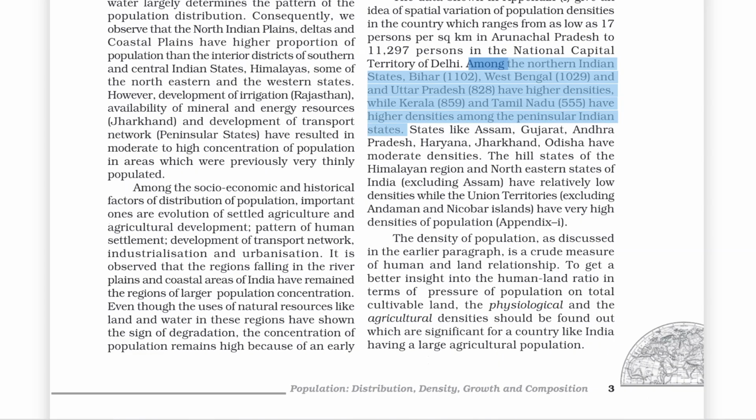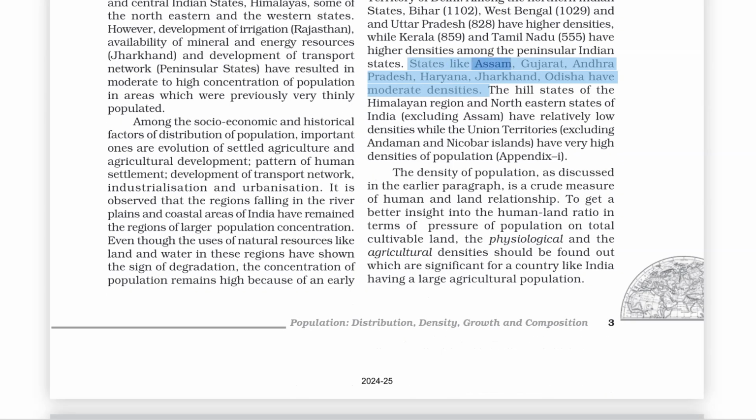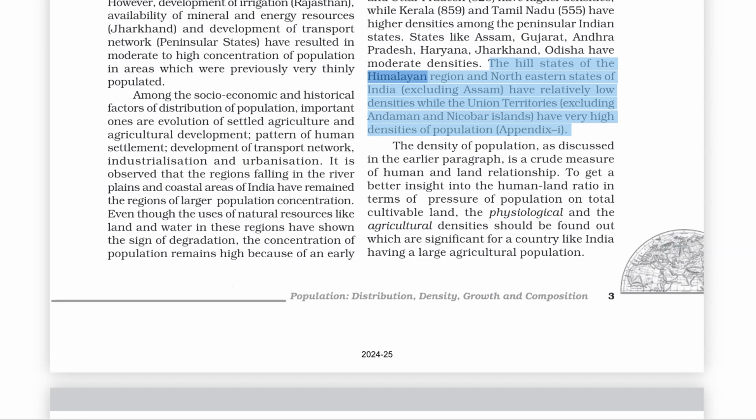of Delhi. Among the northern Indian states, Bihar 1102, West Bengal 1029, and Uttar Pradesh 828 have higher densities, while Kerala 859 and Tamil Nadu 555 have higher densities among the peninsular Indian states. States like Assam, Gujarat, Andhra Pradesh, Haryana, Jharkhand, Odisha have moderate densities. The hill states of the Himalayan region and northeastern states of India, excluding Assam, have relatively low densities, while the Union territories, excluding Andaman and Nicobar Islands, have very high densities of population.